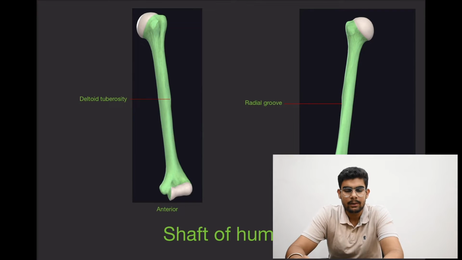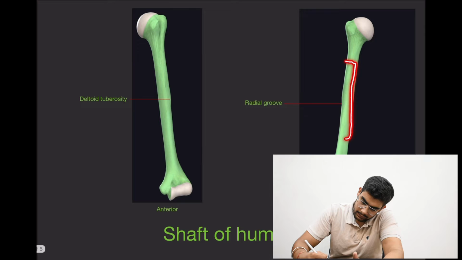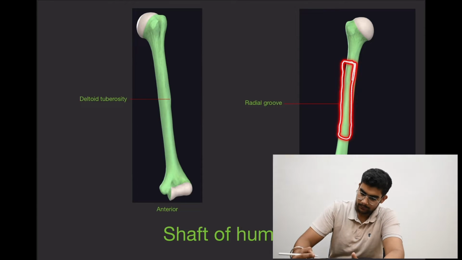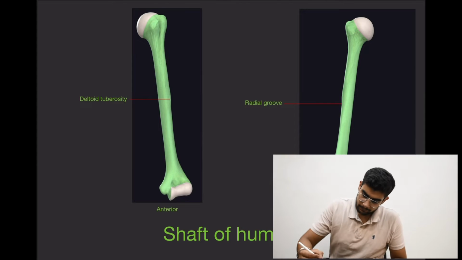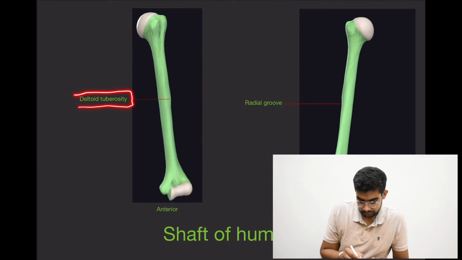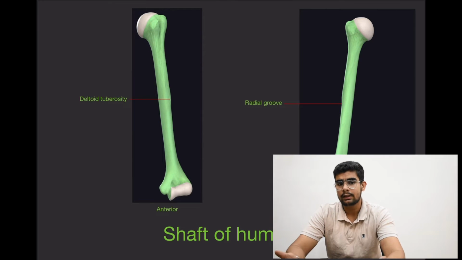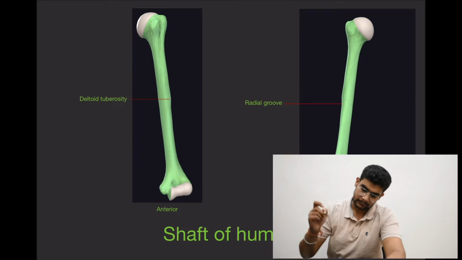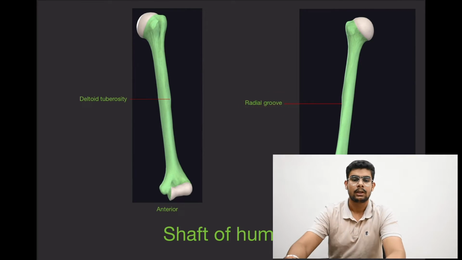Now we will study the shaft of the humerus. The shaft of the humerus is a long structure which you can also call the body of the humerus. It does not consist of many parts. The main parts which can be seen here are the deltoid tuberosity, a structure where the deltoid muscle, which is a shoulder muscle, connects to the humerus, and the radial groove.